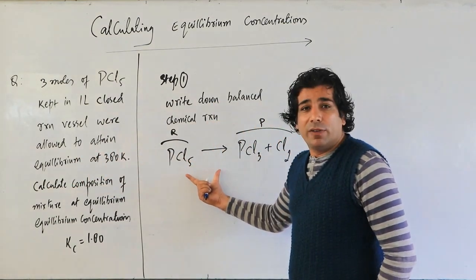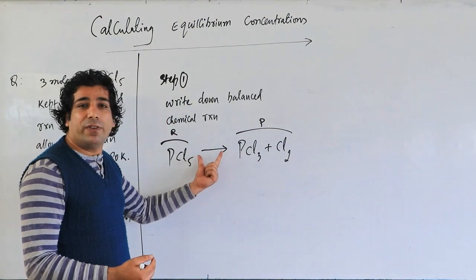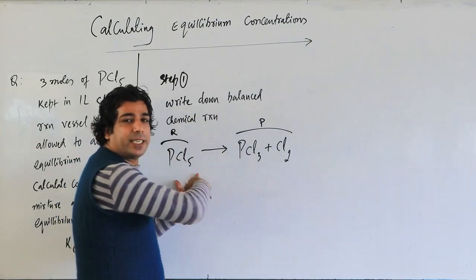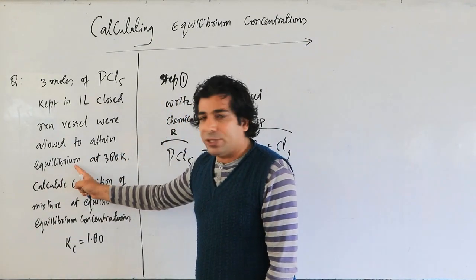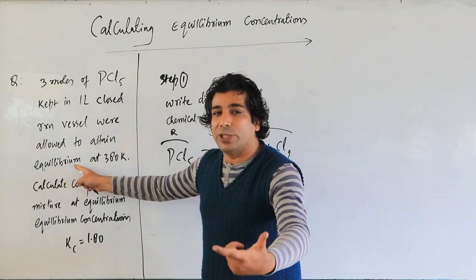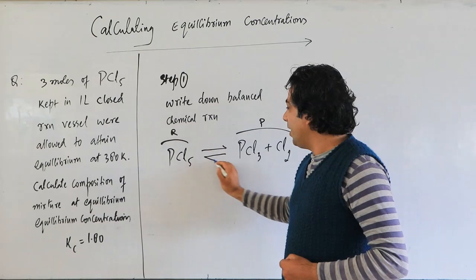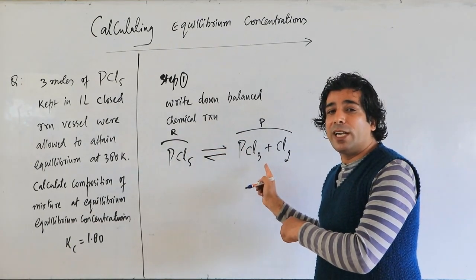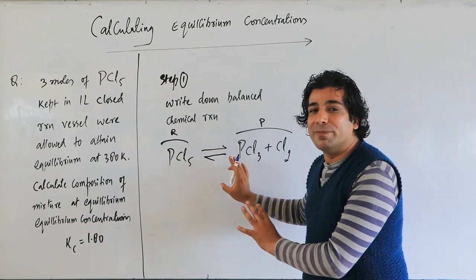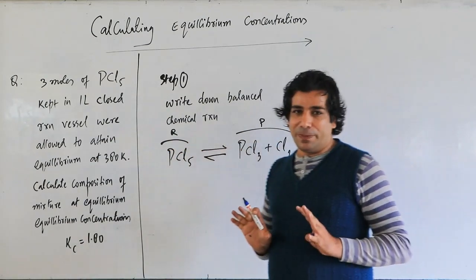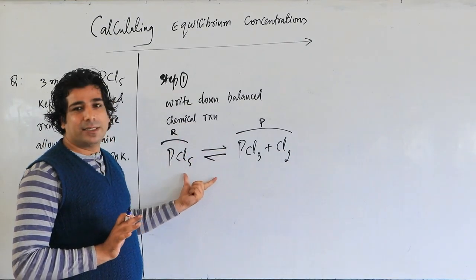The reaction which I have written here can be represented like this now. First of all, it will be only the forward reaction, with reactants changing into products. Once equilibrium is established, reactant will change into product and product will change back into reactant. This is only at equilibrium. So we have taken this equation here. This was our first step, to write down the balanced chemical reaction, and this is balanced.